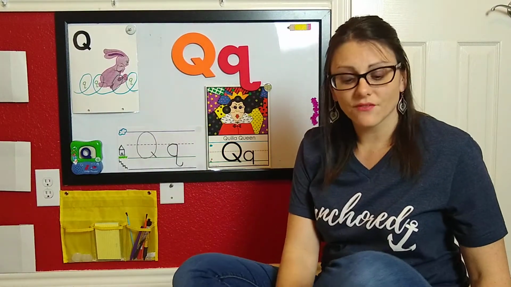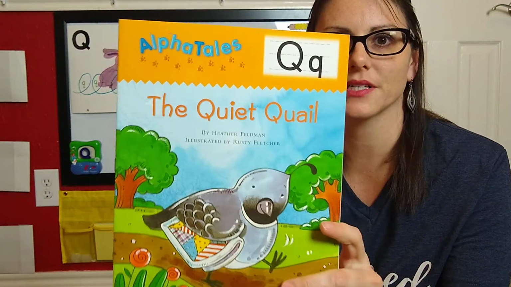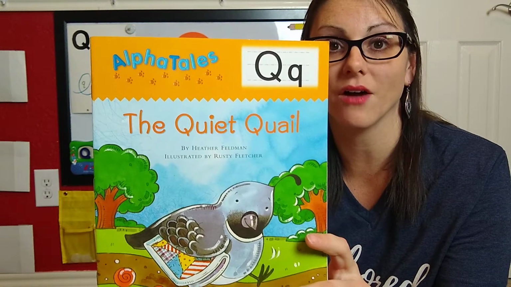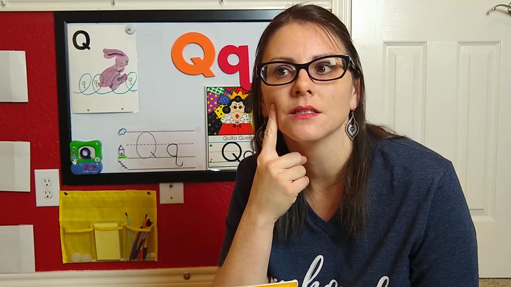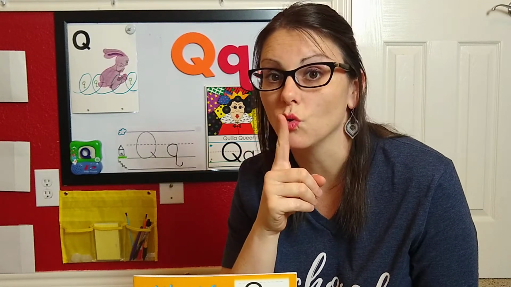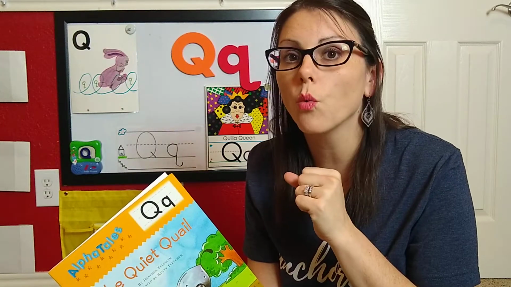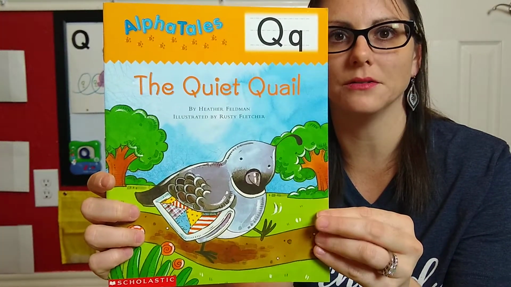And I have one last thing for us to do for the letter Q, and that is to read our book. All right, this book is called The Quiet Quail. Okay, quiet. Do you know what quiet means? Let's think. Oh, quiet is something we do when we are in school and the teacher's talking. Quiet is something we are doing when we're in church and we're listening. Quiet. So we're going to hear about the quiet quail.